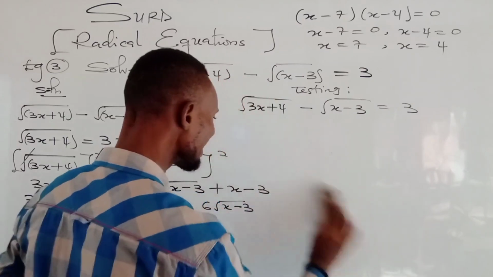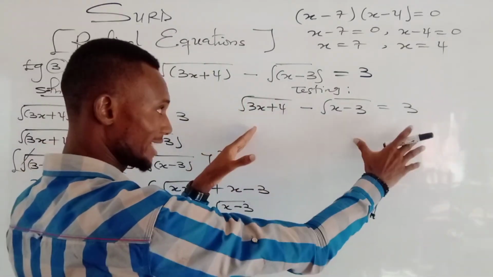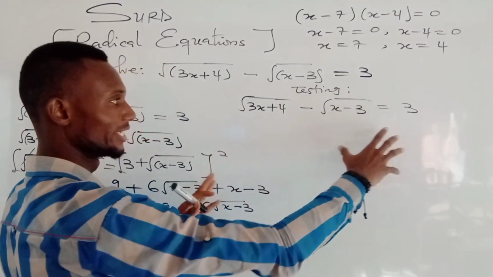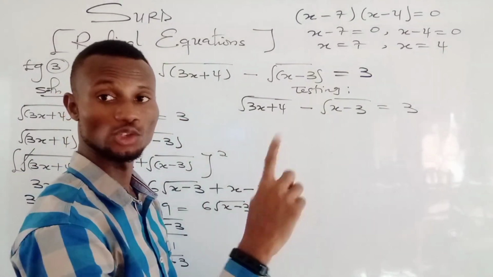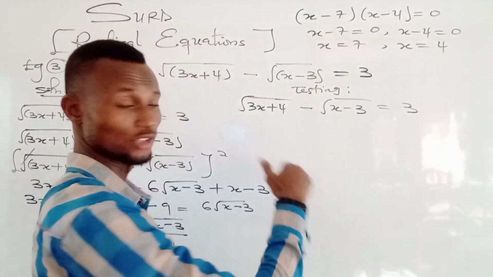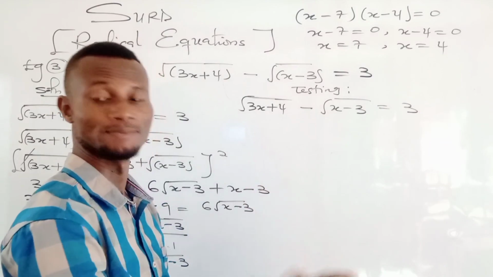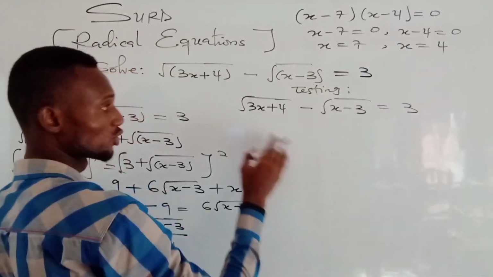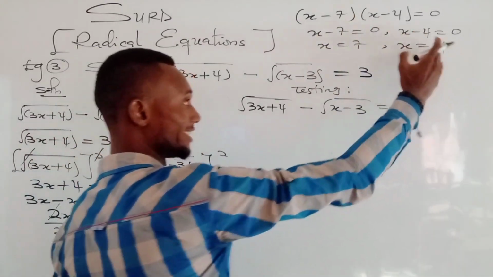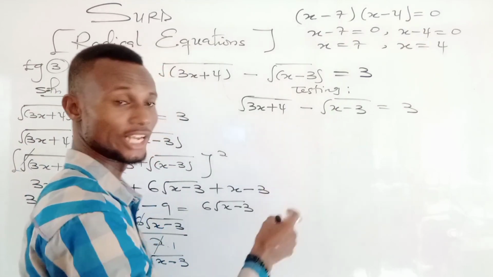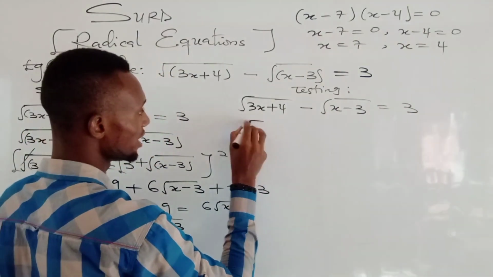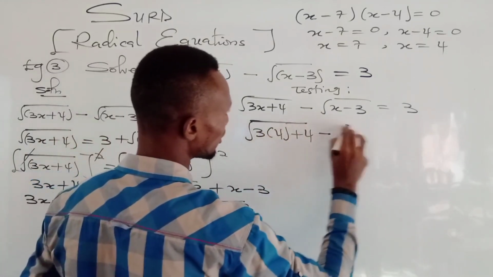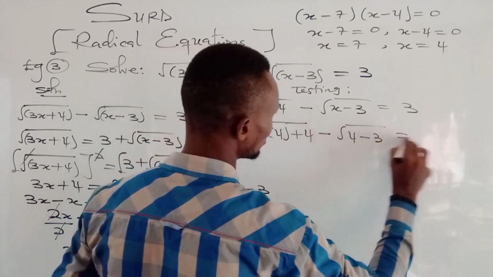Now the same equation, wherever I see s, I'm going to put the value of 4 there, so that we test whether 4 satisfies the equation or not. So let's go ahead and test for s equals 4. So it's going to be square root of 3 into bracket 4 plus 4, minus square root of 4 minus 3, should give us 3.